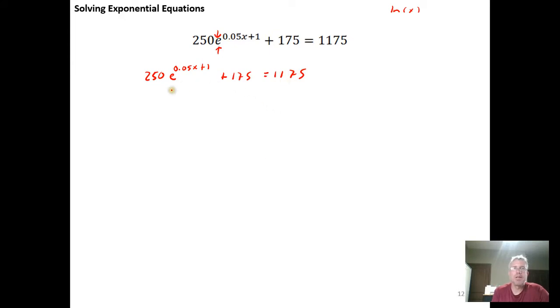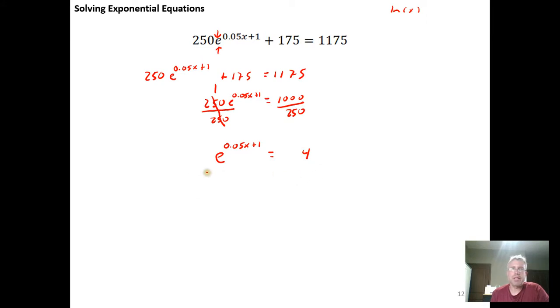Rewrite the equation. We need to isolate the base e, so I'm going to go ahead and subtract the 175 from both sides first. So we'll get 1,000 sitting over here, and we'll be left with the 250 e to the 0.05 x plus 1. I still don't have the base e exponential function isolated, so I'm going to divide both sides by the 250 to get that coefficient off of the base e. 250 divided by 250 is 1. That's going to leave us with e to the 0.05 x plus 1 on the left side, and we're going to get a 4 on the right hand side.